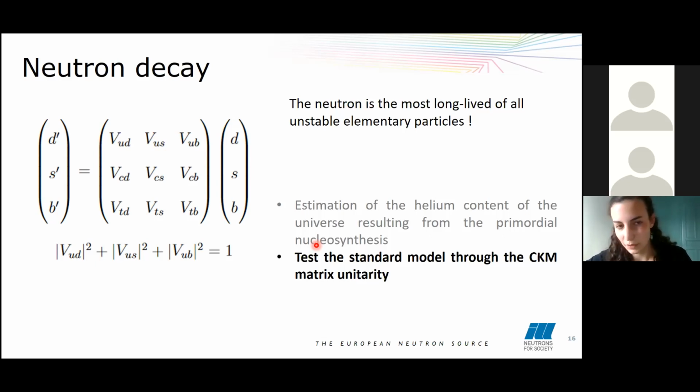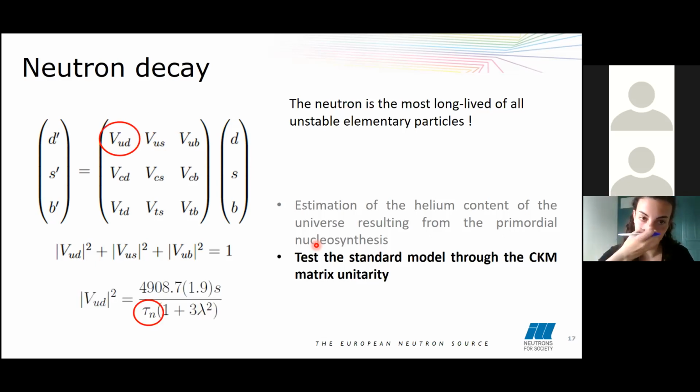But what's the link with the neutron lifetime? The first element of the matrix is related to the probability of transition between down and up quark, which is exactly what happens when the neutron decays. And it's also the biggest value of the first line. So the uncertainty on the unitarity is linked directly to the uncertainty on the neutron lifetime. So I just named two fields where measuring the lifetime of the neutron could be interesting. Now let's see how this can be done.